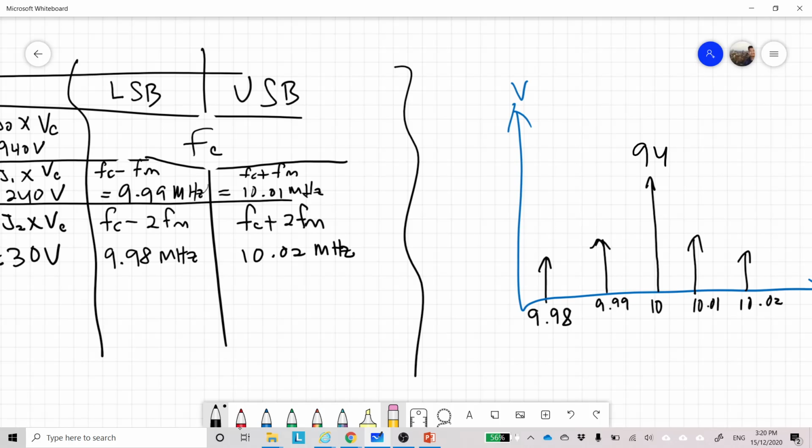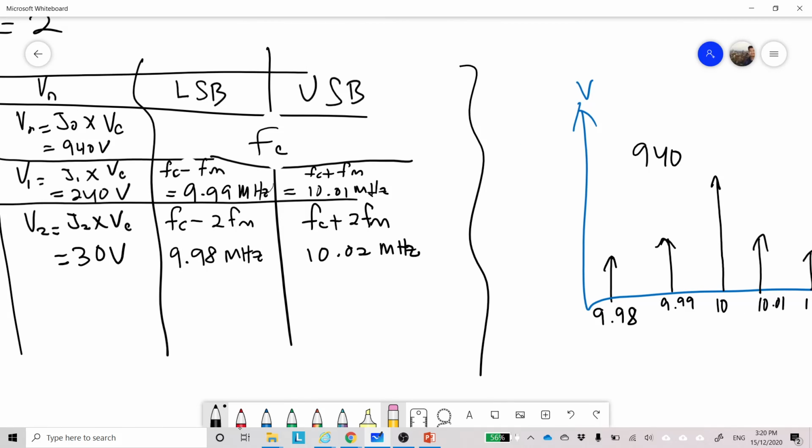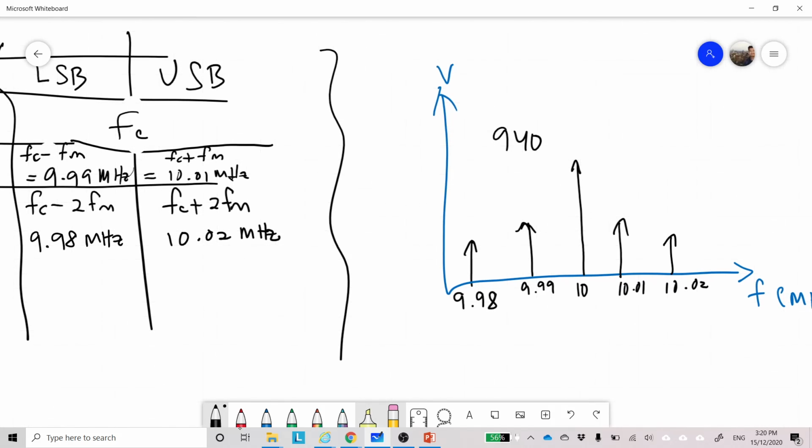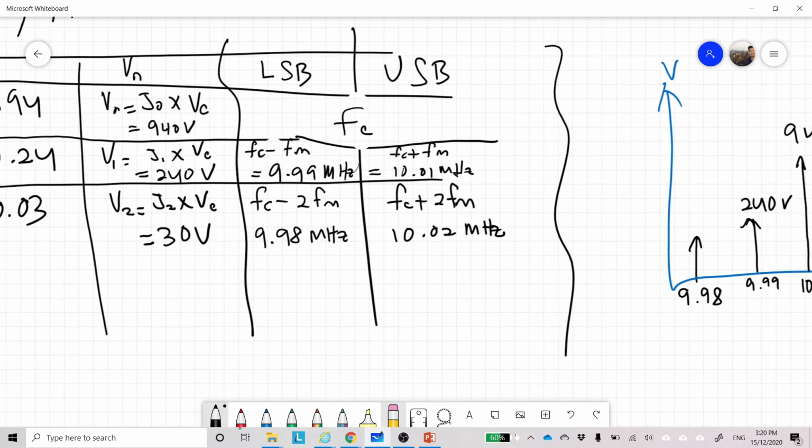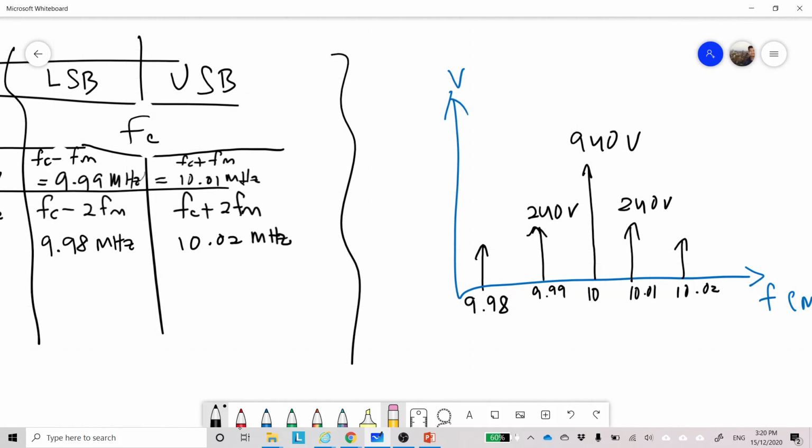And the value of the amplitude here is 940 volt, 240 volt, and the last one is 30 volt. Okay, so inilah yang dipanggil sebagai amplitude spectrum.